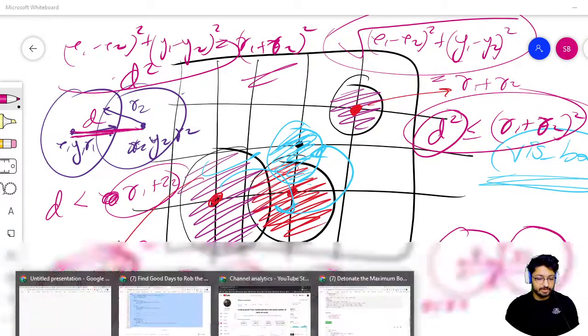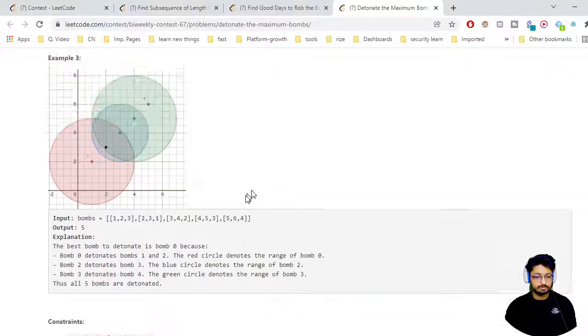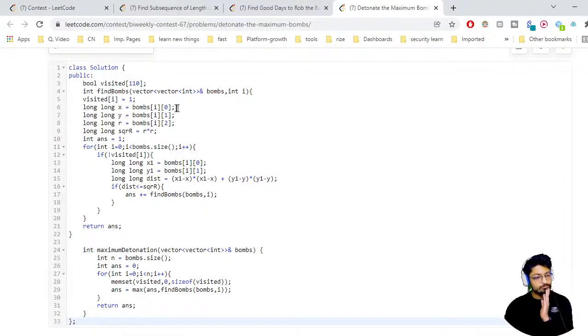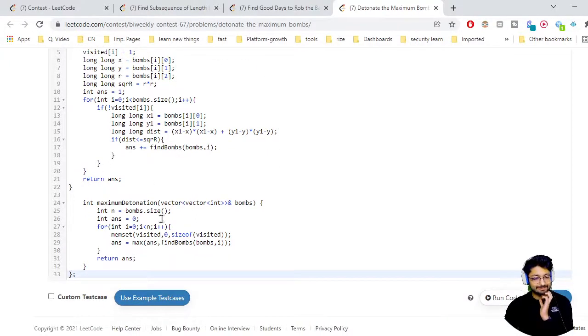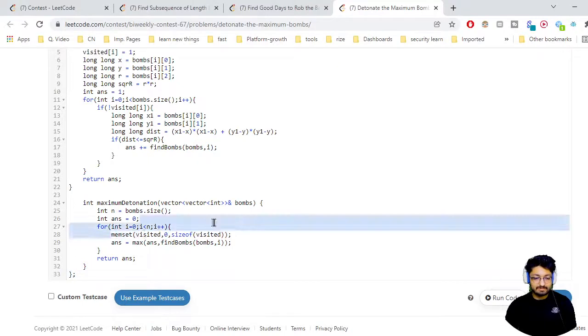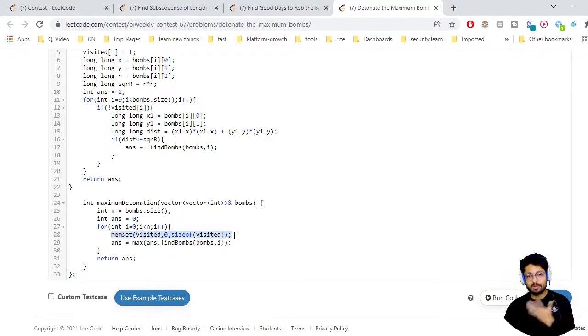So I'll go straight to the solution part. The start point is this. We are starting from every bomb. We'll take a memset array called visited. Visited means how many bombs have already been detonated, so we have to restart from every point, which I've already told you.